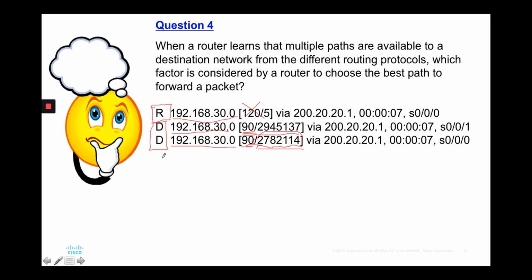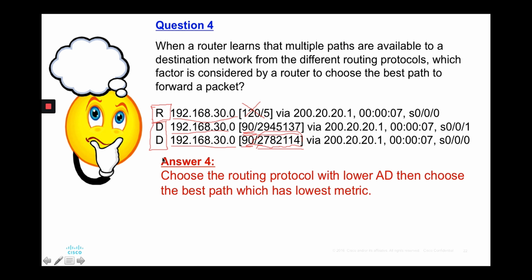Compared with the previous one, 2945137. So conclusion here, the router is going to choose the routing protocol with the lowest administrative distance. After that, it will choose the best path, which is the lowest metric, to route and forward a packet.